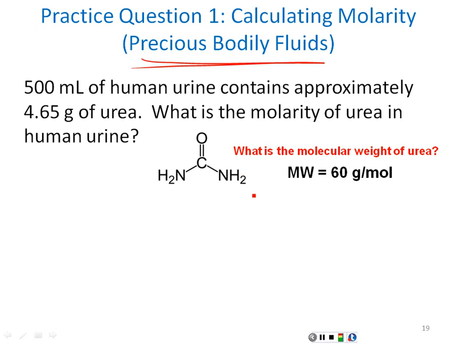So we have 2 nitrogen atoms, which are about 14 grams per mole each. We have 4 hydrogen atoms. They're about 1 gram per mole each. 1 carbon. Carbon is 12 grams per mole. And 1 oxygen, which is approximately 16 grams per mole. And that's how we get a total of 60 grams per mole.